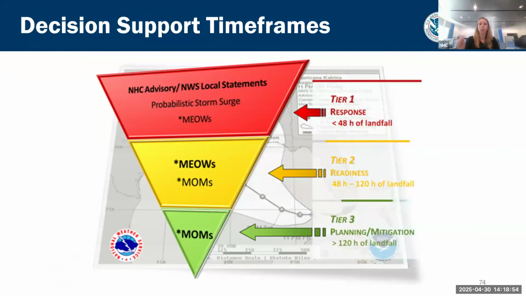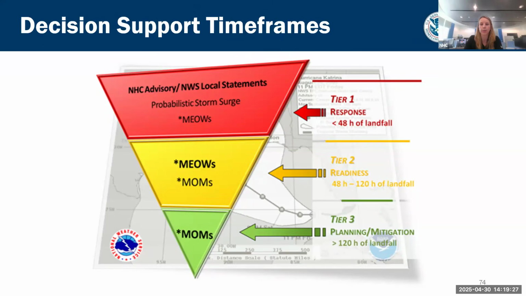So again, I'm going to walk one more time through this kind of timeline of products we have. We started the presentation talking about the risk maps. And so those are your MOMs and MEOWs. But okay, so at the bottom, you have your MOMs and MEOWs. Those are the green and the yellow. These are our risk maps. They're for planning and mitigation. They're all available in the HurEvac tool for you to start using right now.